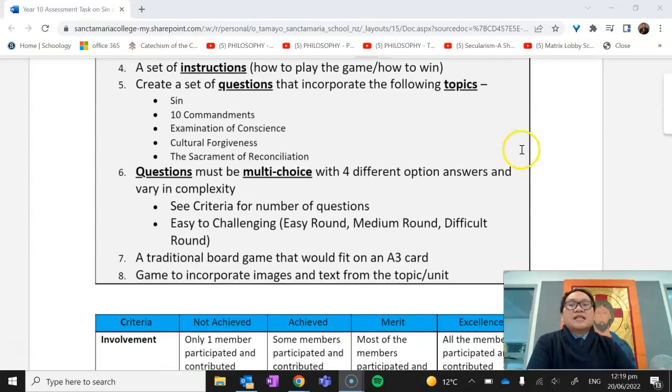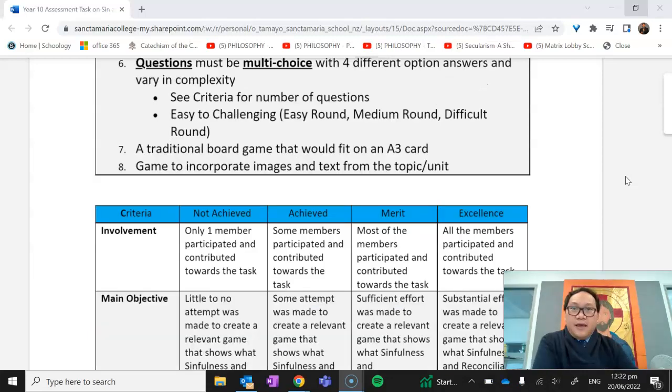Next, the questions must be multiple choice with 4 different option answers and vary in complexity. Please see the criteria for the number of questions. The questions should range from easy to challenging. It should be a traditional board game that would fit on an A3 card. And lastly, the game should incorporate images and text from the topic or unit.